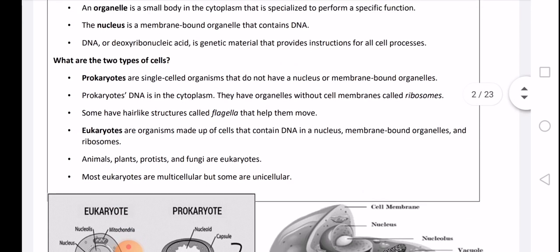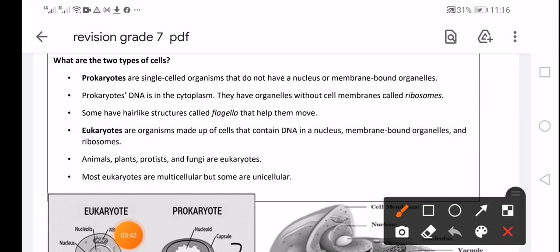We have two types of cells, which are very important: prokaryotes and eukaryotes. Prokaryotes, like bacteria, are a single cell, made up of only one cell, that do not have a nucleus inside the cell. So their DNA is present where? In the cytoplasm. There is no nucleus inside a prokaryote cell, and the DNA is present in the cytoplasm.